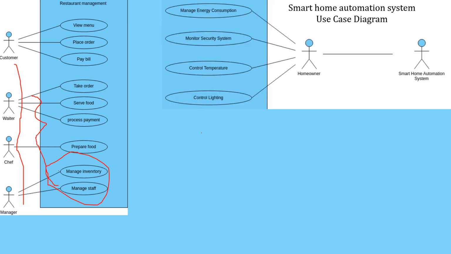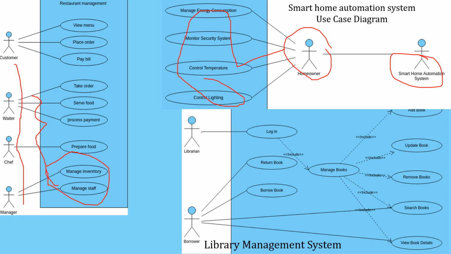The second one is a smart home automation use case diagram. There is obviously the person who is working on the automation system and the homeowner, and the homeowner monitors, controls, manages energy, and controls lighting. The third one is a library management system, with librarian and borrower.